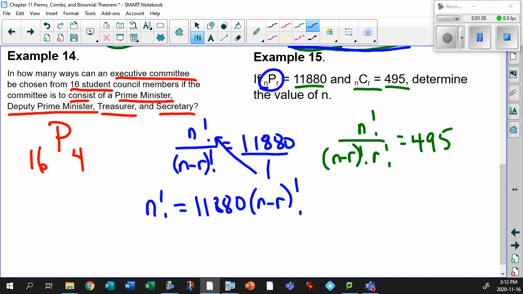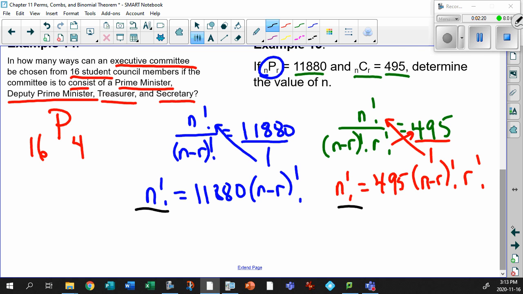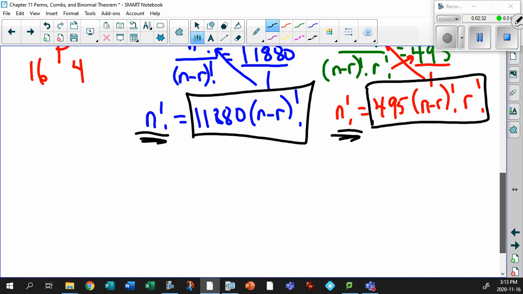Now, I'm going to do exactly the same thing to this one. Watch this. This is going to give me n factorial, because that's over 1. It's going to give me n factorial equals 495 times n minus r factorial, right? But aren't these both n factorials? So that means they equal each other. Oh, so in other words, check this out. This is what makes this really simple. If this n factorial gives you this expression, and this n factorial gives you this expression, and the n and r are exactly the same, make them equal to each other.